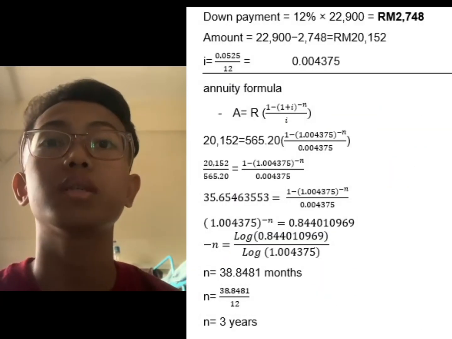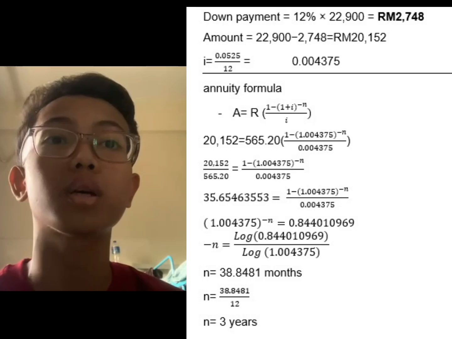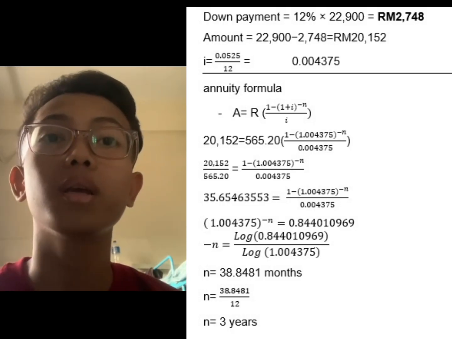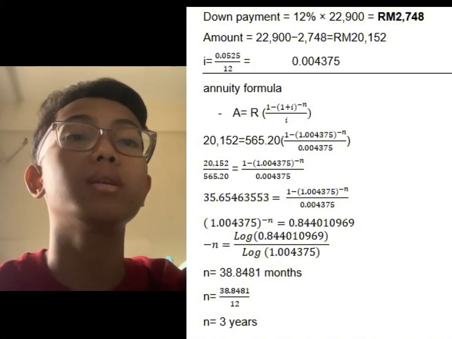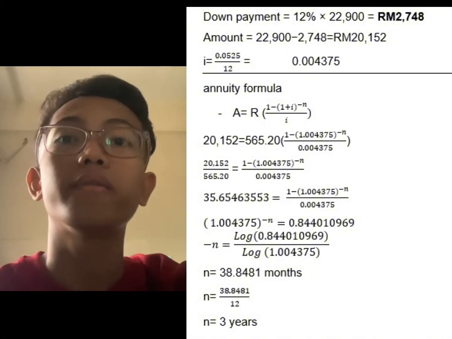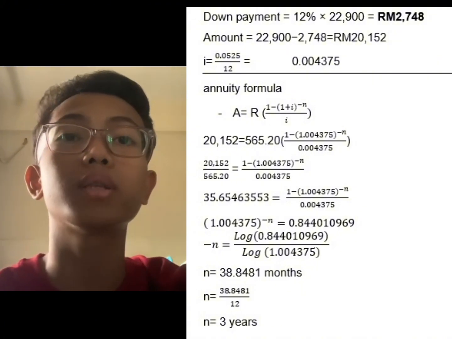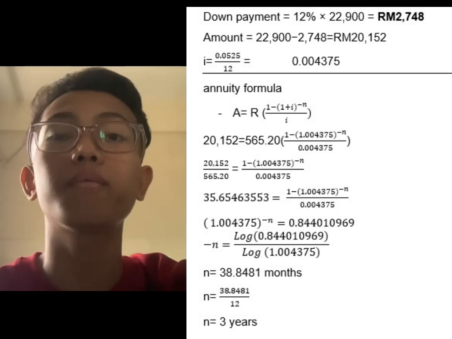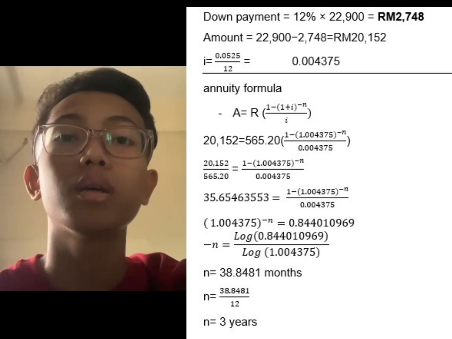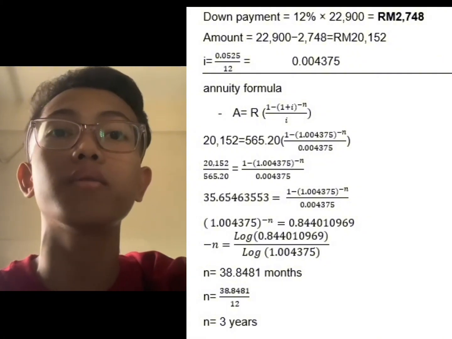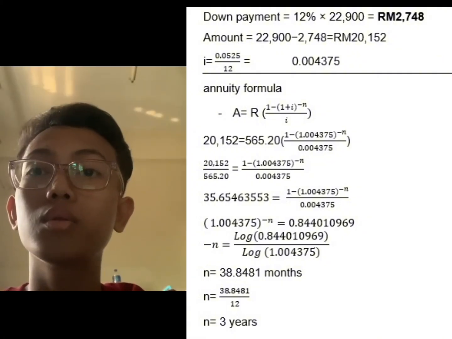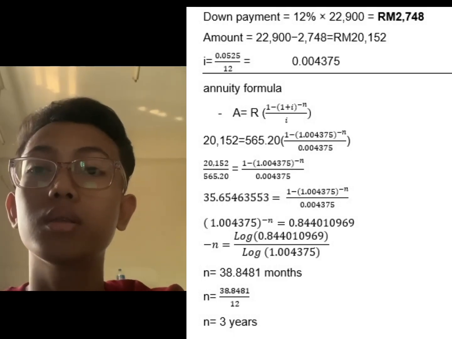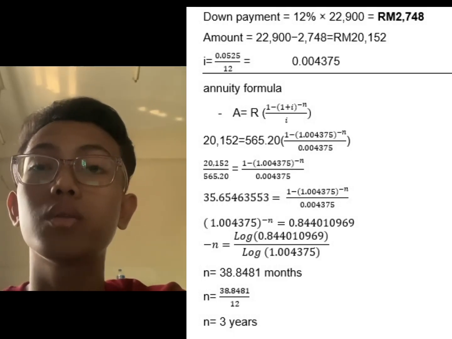Number 5. Maya purchased a high-tech baking oven priced at 22,900 ringgit. She paid a 12% down payment and financed the remaining amount with a monthly installment of 565.20 ringgit for k years. If the financing rate is 5.25% compounded monthly, determine the value of k in years. So the down payment is equal to 12% times 22,900, which is 2,748. So the amount financed will be 22,900 minus 2,748, which is equal to 20,152 ringgit.